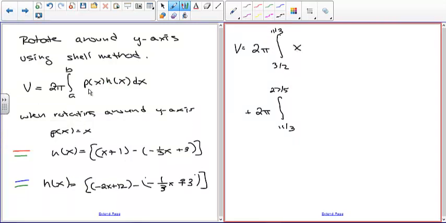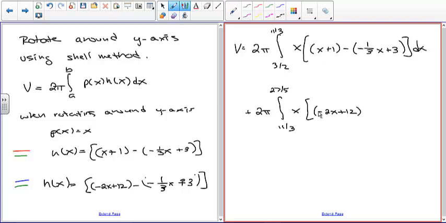And then all I have to do is, p of x is x, and h of x is that. That's for the first part, the red-green part. And for the blue-green part, x is still p of x, and h of x is negative 2x plus 12 minus a negative 1/3 x plus 3. Oh, there. So that's it.